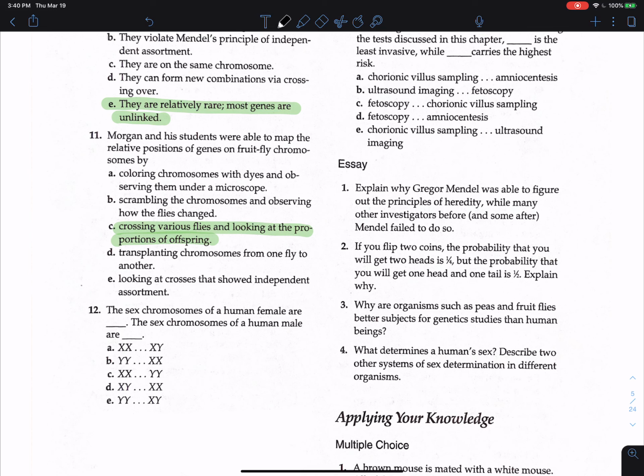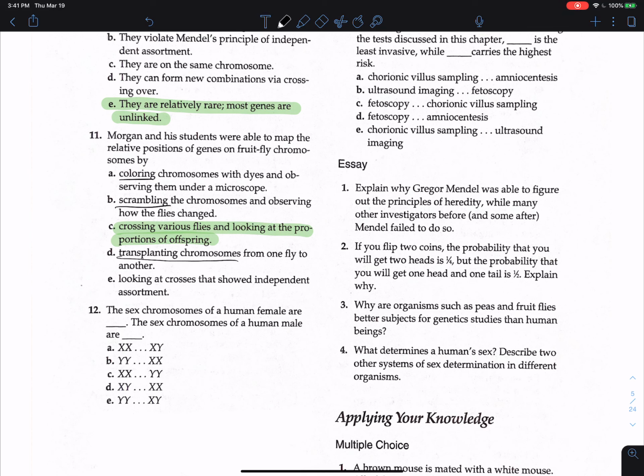A says coloring the chromosomes, right? That's fun. B says scrambling the chromosomes. Not sure what that really is referring to. D would be really difficult, transplanting chromosomes. That's more a thing in bacteria. There's specific methods you can do there. Pretty hard to do that in eukaryotic cells, from what I understand. Perhaps I'm wrong on that. I don't know. You guys can correct me in the comments if I'm wrong on that.